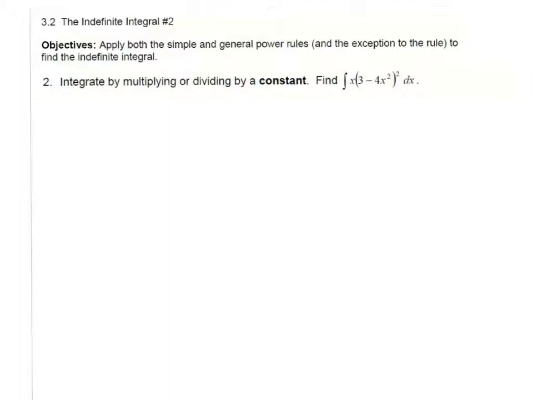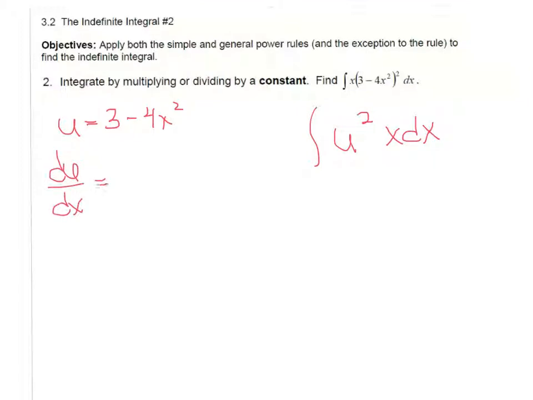So now for number 2, we're going to do the same thing. We have to pick a part of this function to be u. And I'm not going to choose x because the derivative of x is just 1. So let's choose this inside function. So now we have the integral of u squared x dx. And then let's find the derivative of u. That's negative 8x. So what we have to match is x dx from our derivative piece here.